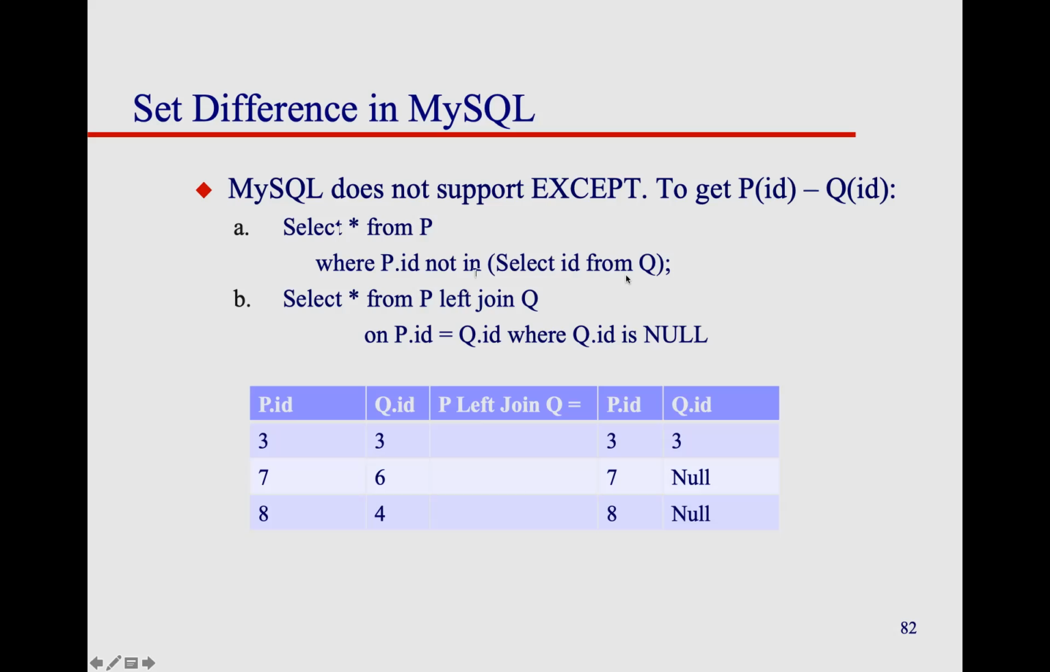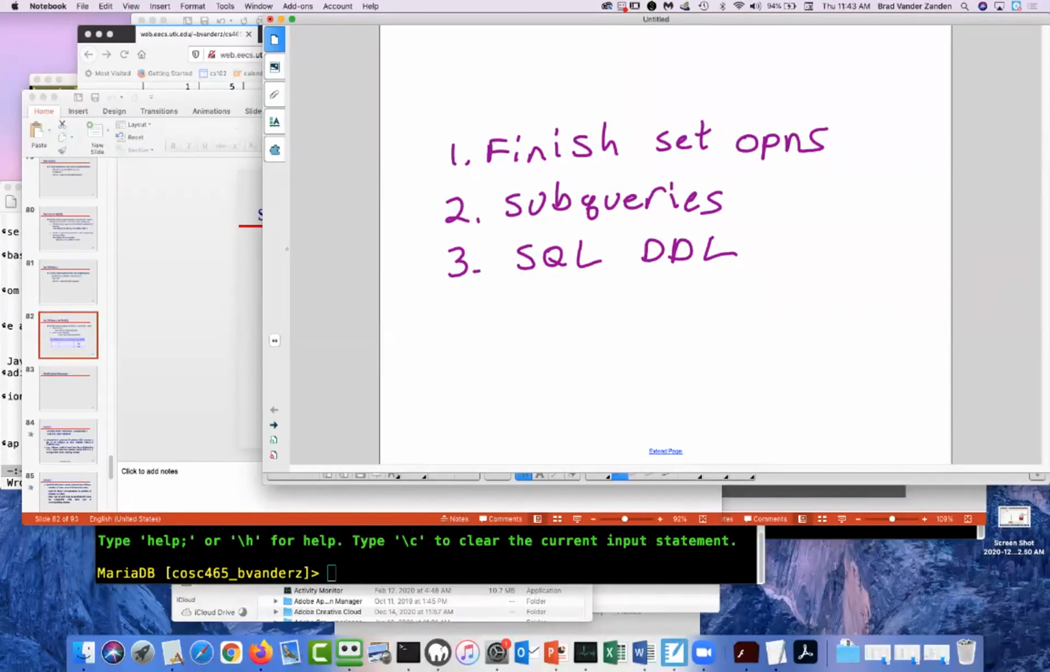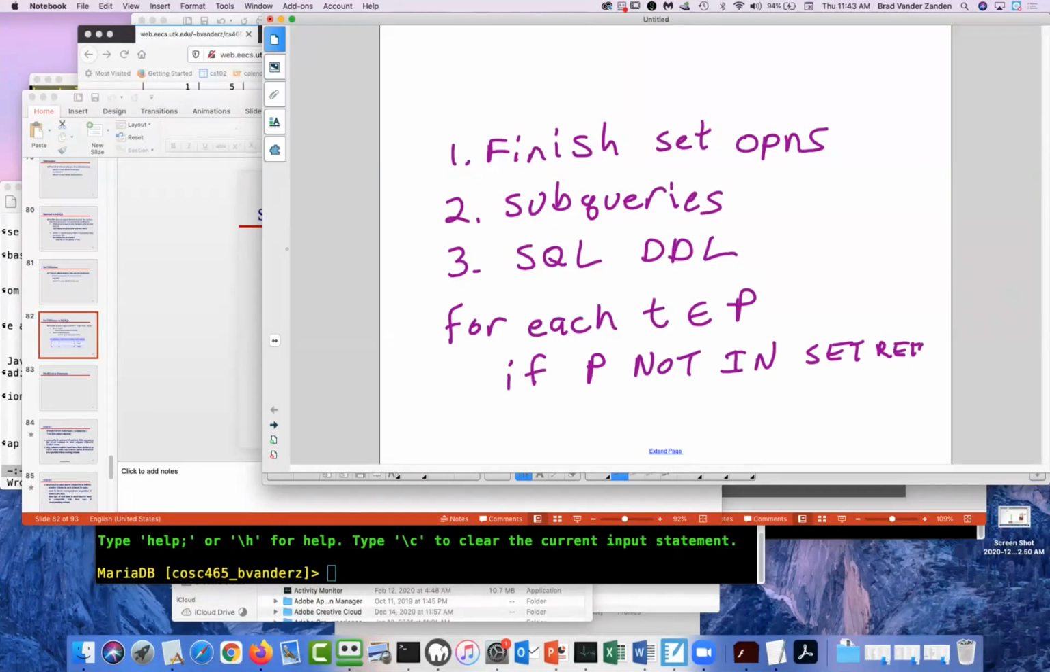So the way the query processor is processing A is basically saying: for each tuple, an element of P, if it is not in the set returned from Q, then add T to the result.